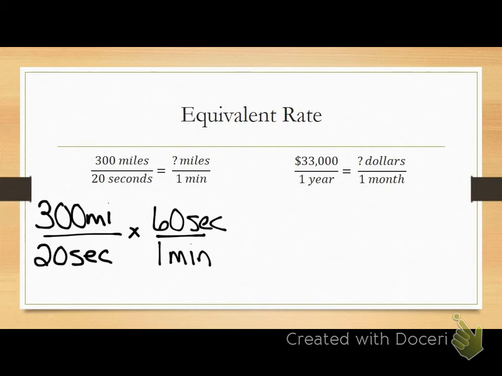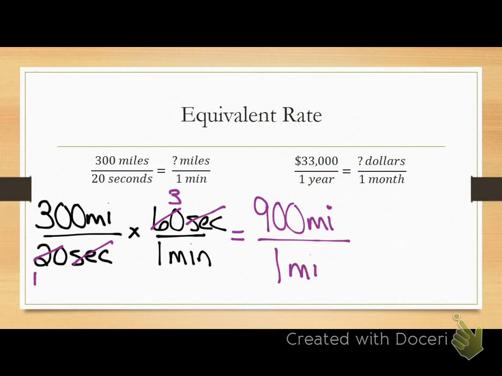Why did I put seconds on top? The reason I did is because I need to be able to cross-reduce my seconds. They've got to be able to cancel. If I put minutes on top, it wouldn't work. Now I can cross-reduce my numbers, and I can multiply to get 900 miles per minute. That's super fast. Again, pretty unrealistic.